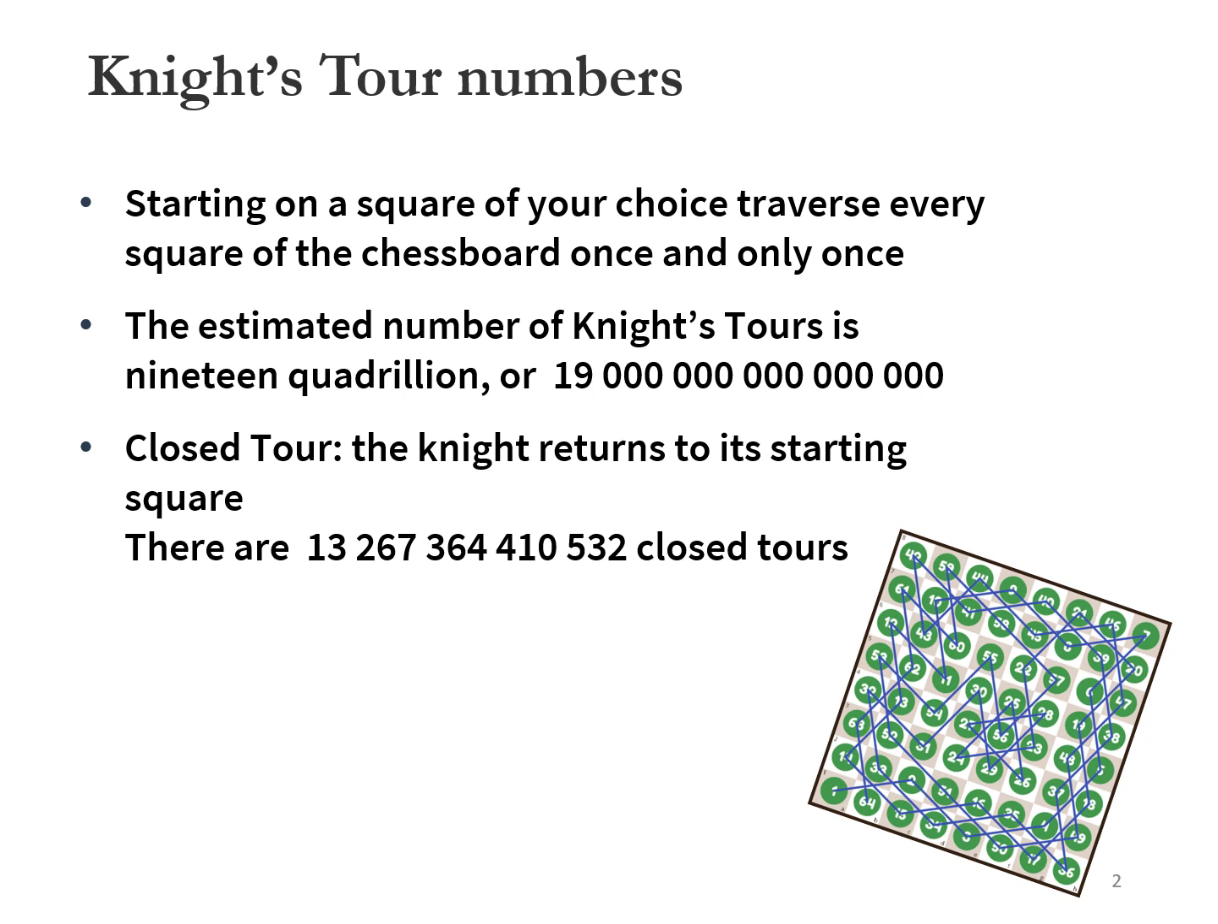While there are many open tours on the chessboard, the number of closed tours is also substantial. There are exactly 13,267,364,410,532 closed tours altogether if direction is disregarded. A closed tour is a loop, so disregarding direction makes sense.